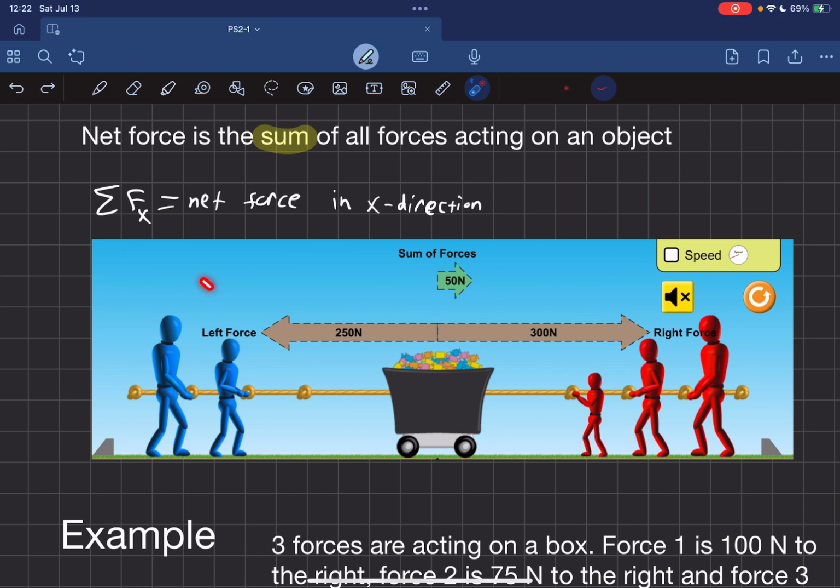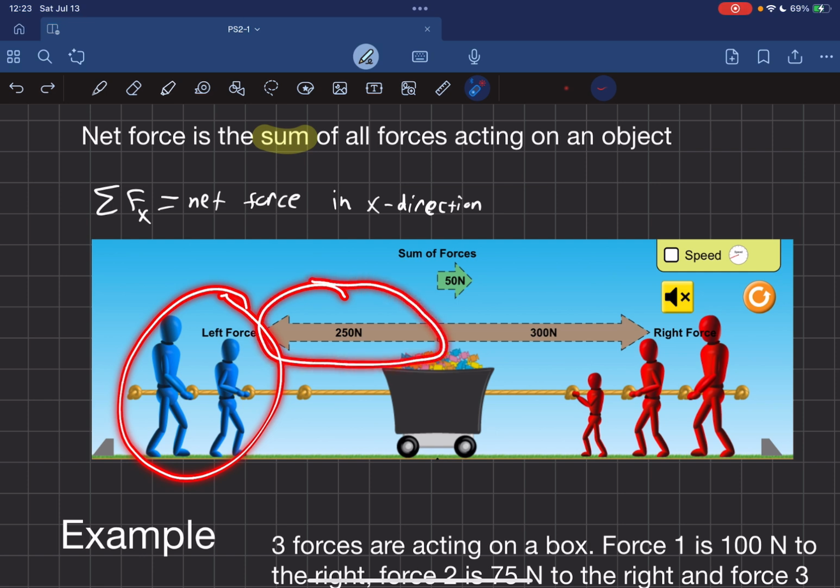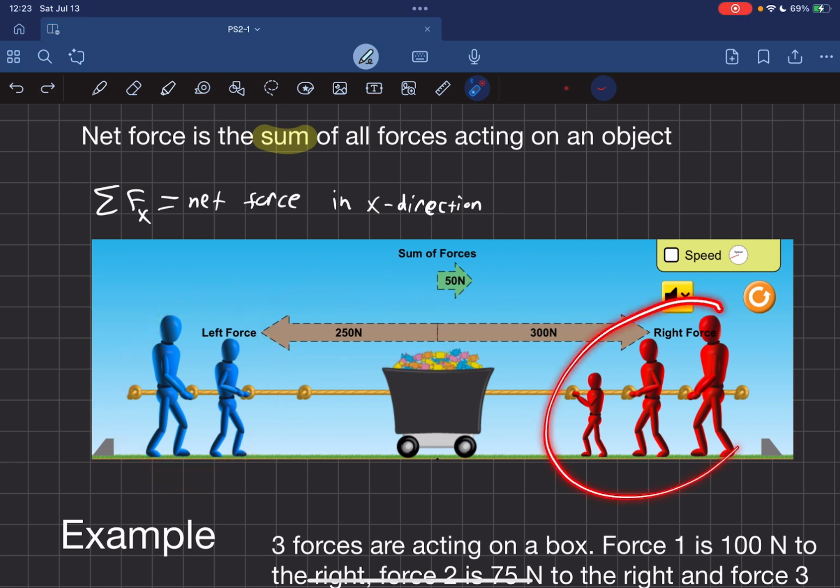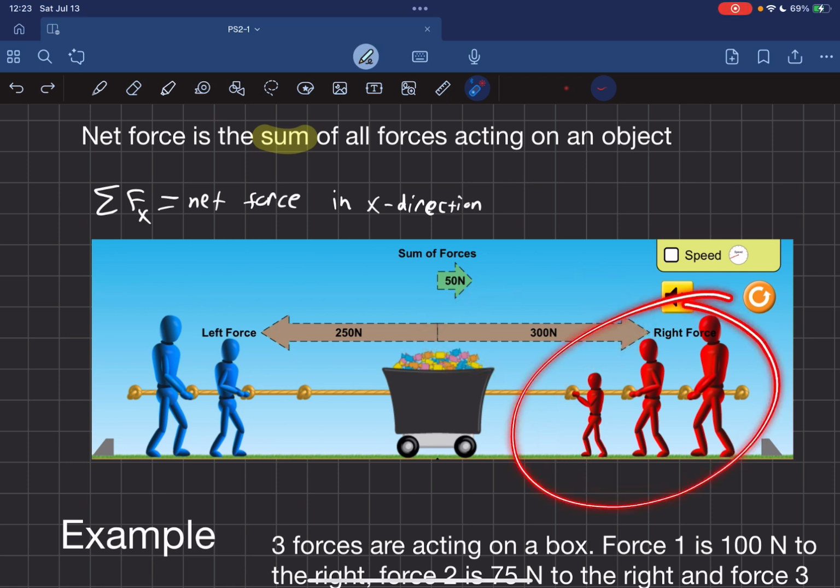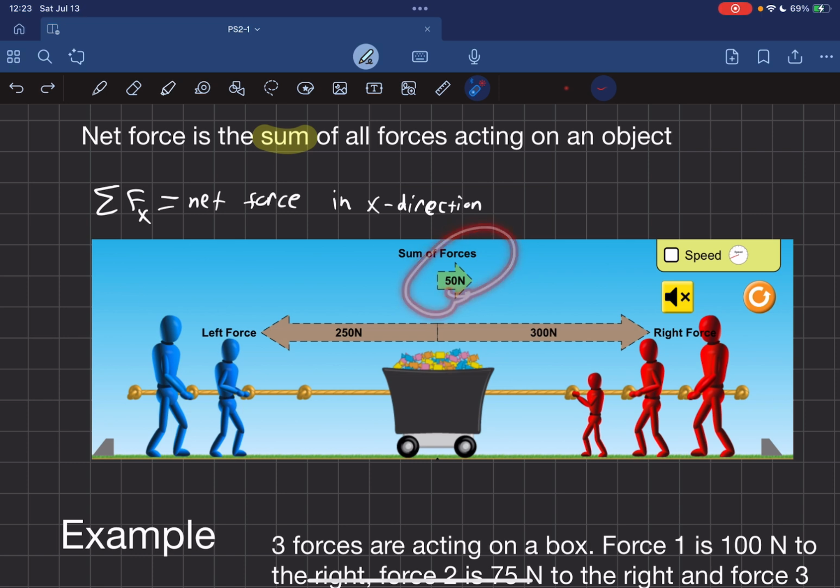Take a look at this graphic. This is representing two opposing parties in a tug-of-war game. They're pulling with both sides, pulling certain amounts depending on how many there are and how big a person they are. On the left side, we have a force going to the left of 250 newtons. On the right side, we have a force of 300 newtons. They have more people on the right side, so it makes sense that they're pulling harder. If you add up all the forces, you get 50 newtons. Now you might be thinking, wait, shouldn't we get 550 newtons?